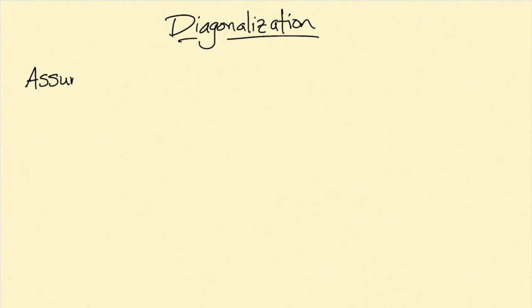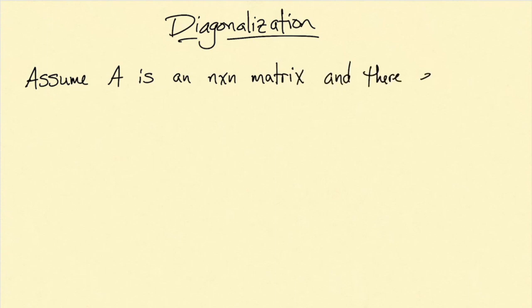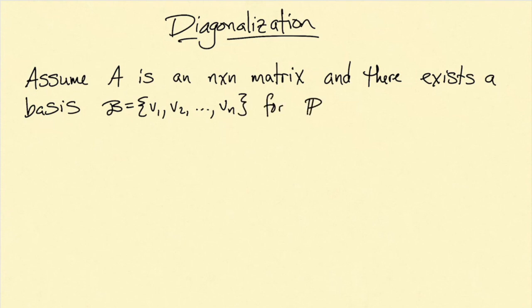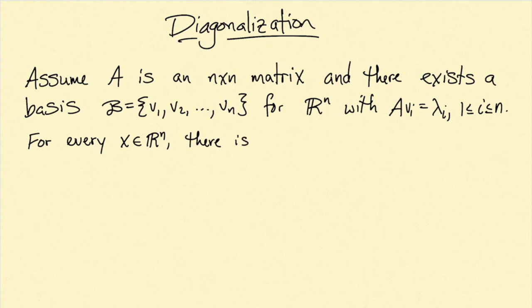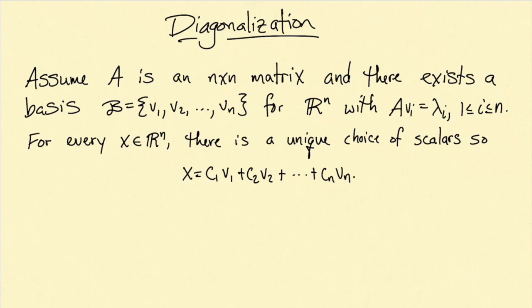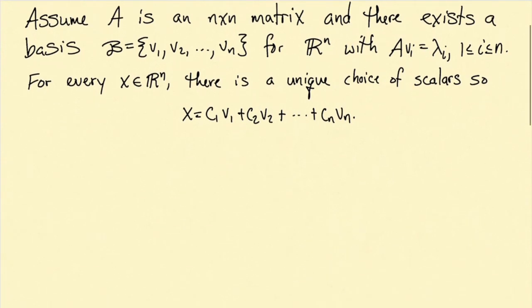To start out, let's assume that A is an n by n matrix and that there is a basis for Rn, which we'll call B, consisting of vectors v1 through vn that are each eigenvectors of A with associated eigenvalues lambda i for each i between 1 and n. Given any vector x in Rn, there's a unique way to express x as a linear combination of these basis elements. As we've seen, this makes it handy for acting on x by the matrix A.